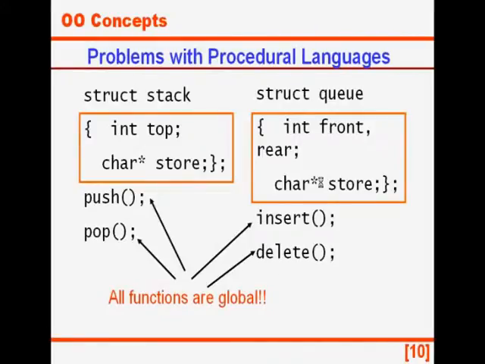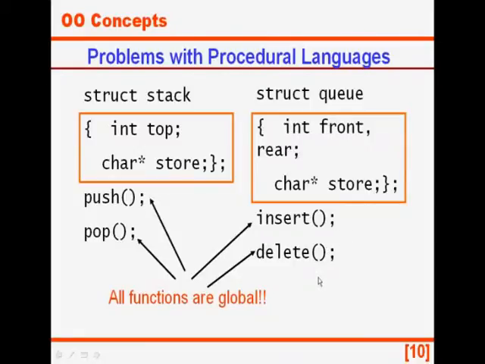Let's come back to the problem of ADTs and modeling them. Suppose we have a structure stack here which has an int top and a char *store. This is the array. Then we have two functions, push and pop. In the same program, we also have a queue which has a structure with a front and a rear and a store. It has functions insert and delete.